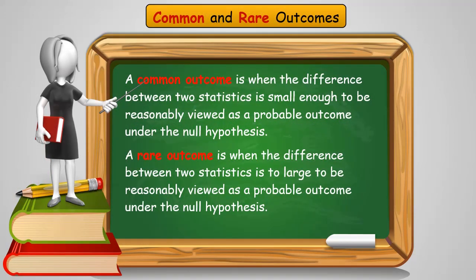Now we'll have two kinds of outcome, common and rare. The common outcome is when the difference between two statistics is small enough to be reasonably viewed as a probable outcome under the null hypothesis. A rare outcome is when the difference between the two statistics is large enough to be reasonably viewed as an improbable outcome under the null hypothesis.